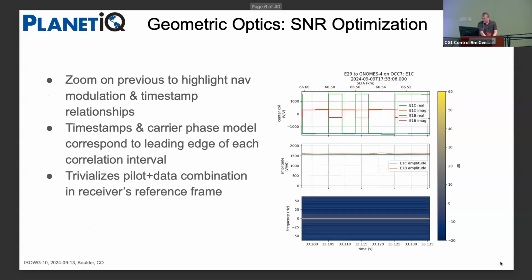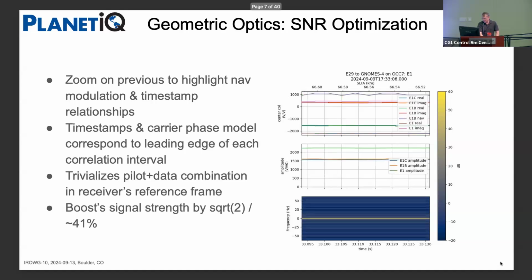By setting the timestamps and the carrier phase model at the leading edge of each correlation interval, it's a trivial step for us to demodulate the nav bits and combine the two subchannels. It's not a difficult research problem to get that done. And when we've done so, we boost the signals. In all cases, you boost the signal strength by about 41%. In this case, it's over 2300 volts per volt.